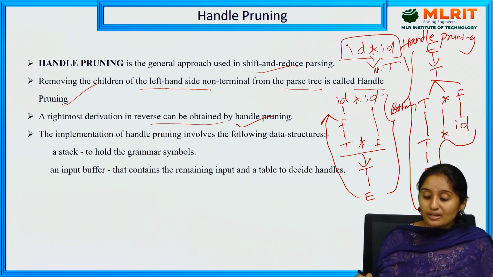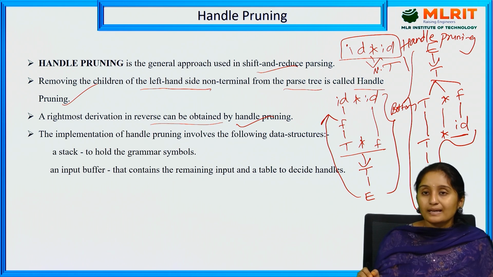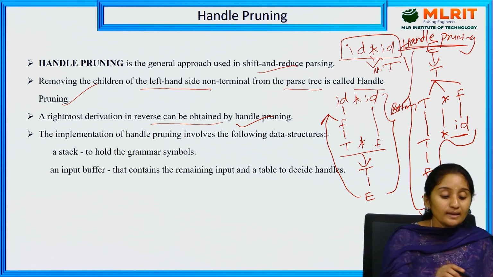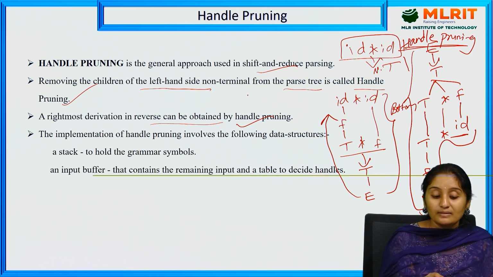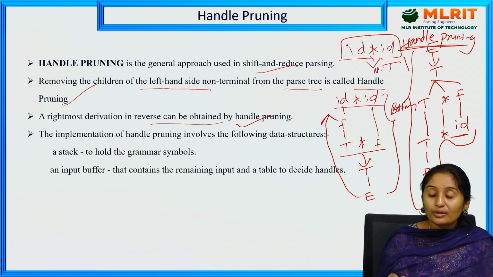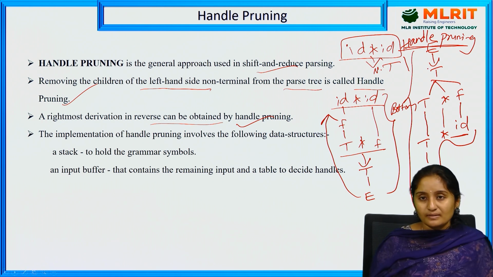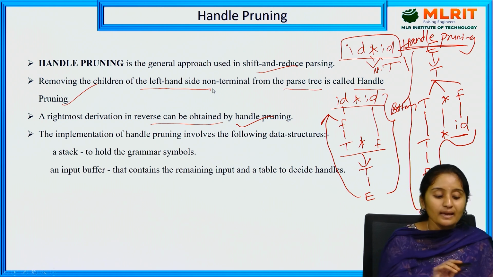In a rightmost derivation, first I derive the right part and then I go for the left part. Once I complete reading the right hand side, then I move to the left part. So, this is what we call handle pruning: removing the children of the left hand side non-terminals, or finding the terminals.